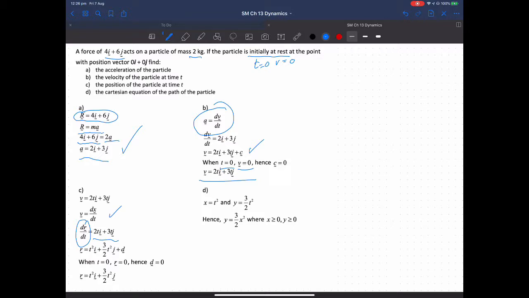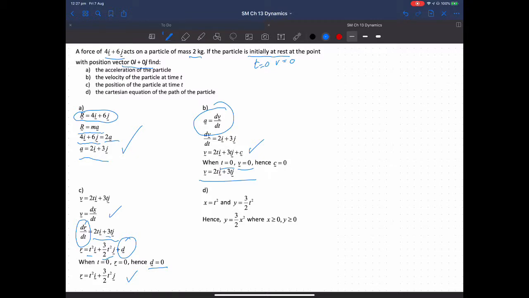Anti-differentiating both sides with respect to time, the antiderivative of 2t is t squared, the antiderivative of 3t is 3 on 2 t squared, and we've got our constant vector. This time we know when time is 0, we're told the position vector is 0i plus 0j, so we can find the constant. That gives us the position vector is t squared in the direction of unit vector i plus 3 on 2 t squared in the direction of unit vector j.